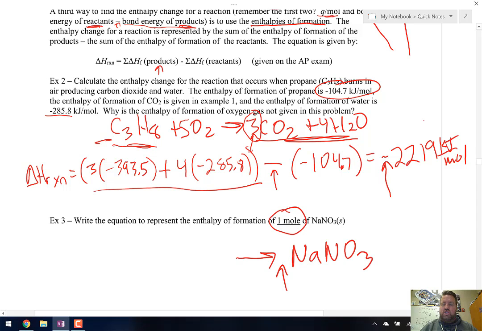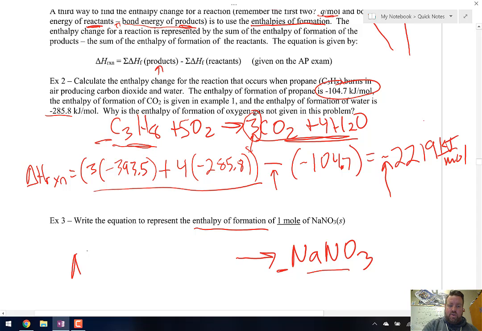You can't change that number to anything else. And a lot of times what that means is when you write your reactants that you're going to have to use fractions. Maybe, maybe not. But when they say 1 mole, it means you can't change that coefficient in front of the sodium nitrate there. So we want to represent the enthalpy of formation, so we have to form NaNO3 from its elements again.